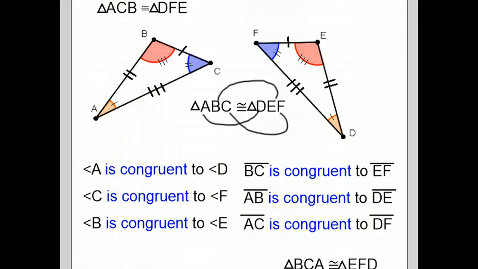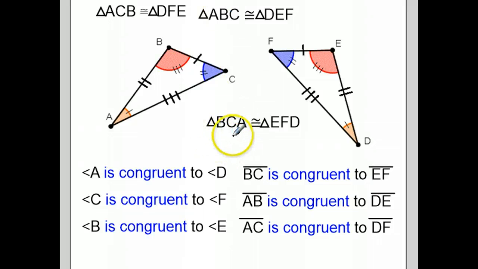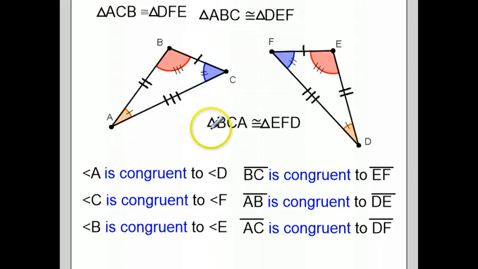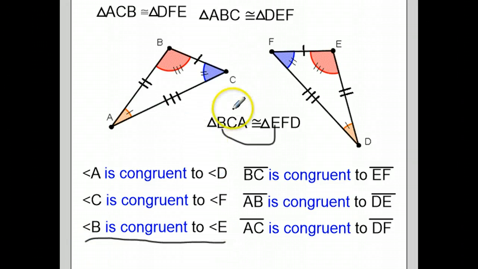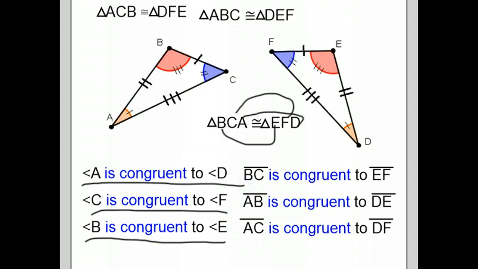Let's take a look at another statement. So here we have triangle BCA is congruent to triangle EFD. So let's see, does B, the first letter in each of these triangles, correspond and are congruent? Yes. The second letters, do they correspond and are they congruent? Yes. And the third letters, do they correspond and are they congruent? Yes. So actually we have several different ways to show that triangles are congruent. And in fact, in this case, we have 6 different statements.